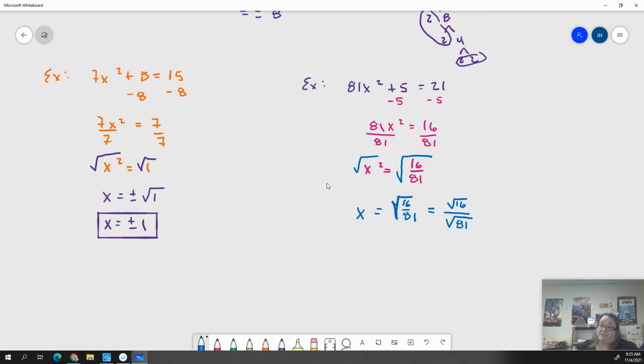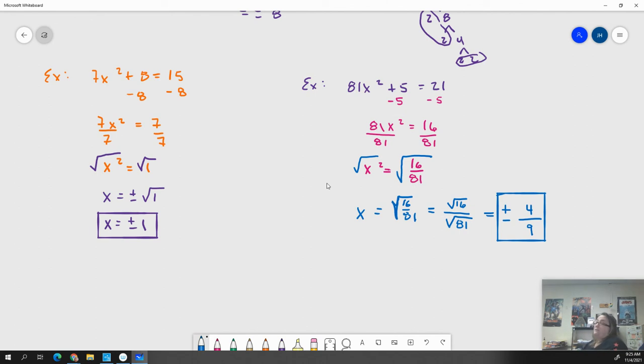Now, lucky for us, these are both perfect squares, right? 16 is 4 times 4. 81 is 9 times 9. When I go to solve this, I ask, what's the square root of 16? Well, it's 4. Over what's the square root of 81? That's 9. And this is our solution, right? But I really wanted you to see how a fraction would break down when you take the square root. It's basically you take the square root of the top over the square root of the bottom.